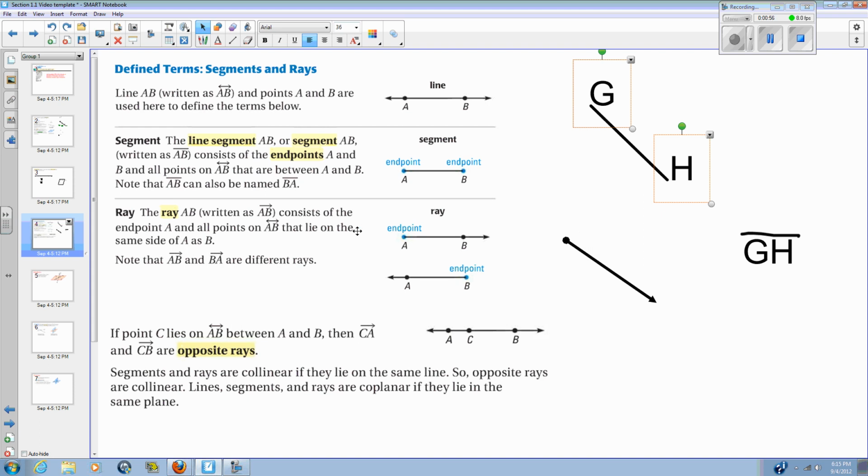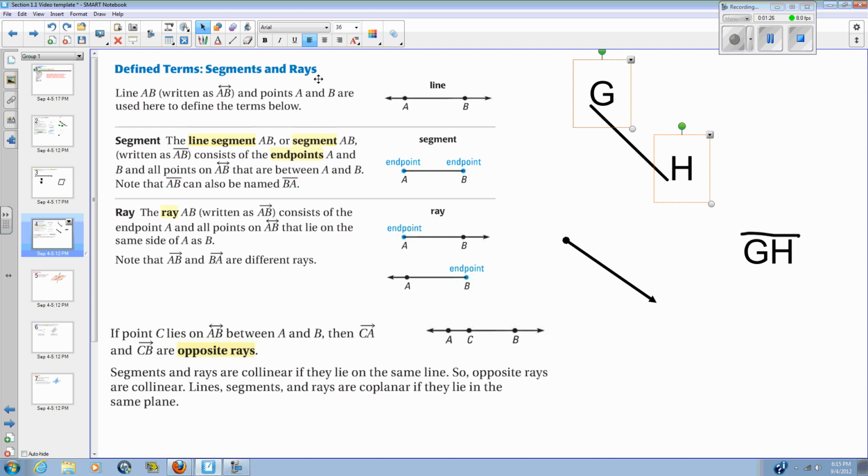A ray consists of one endpoint. I usually think of the ray as starting at that endpoint and then continuing through the other point forever in that direction. So in this case, we have endpoint A going through point B and continuing on. If you flip the ray around, starting at B and going through A, these two are completely different rays. They are named differently. You always start with the endpoint that you start at as the first letter.